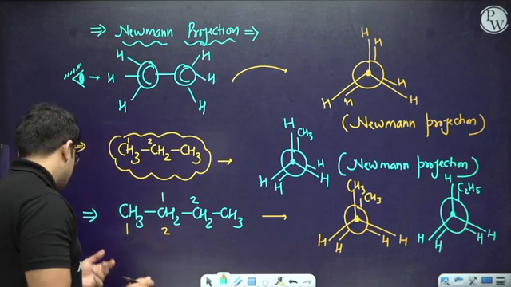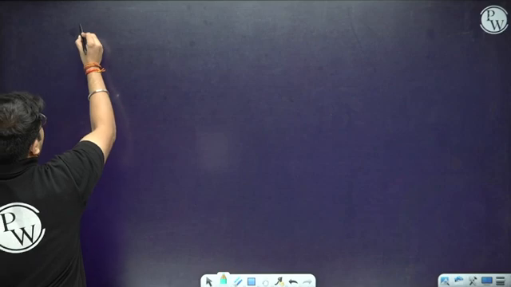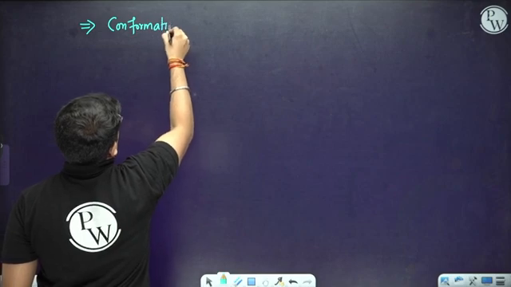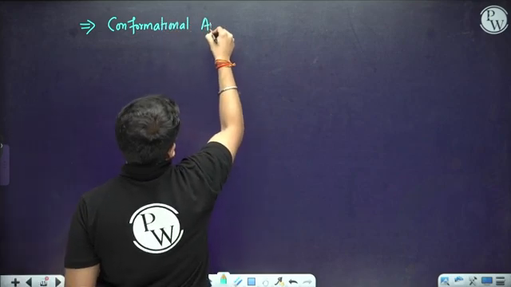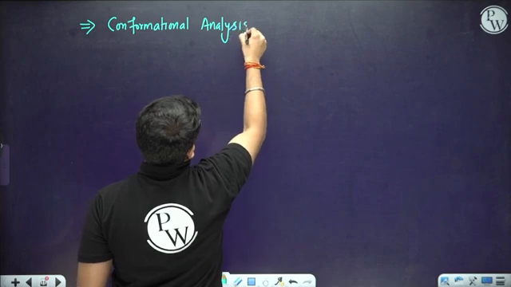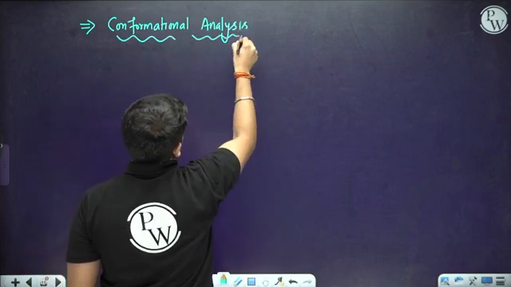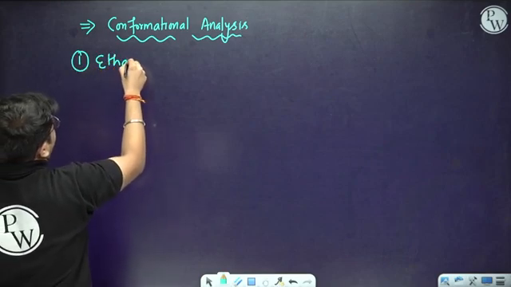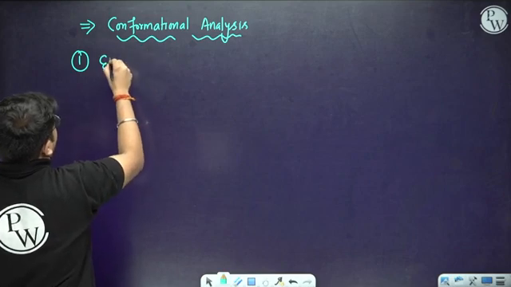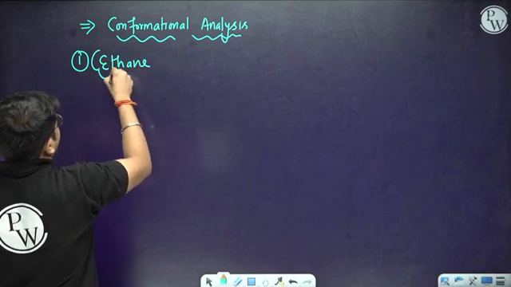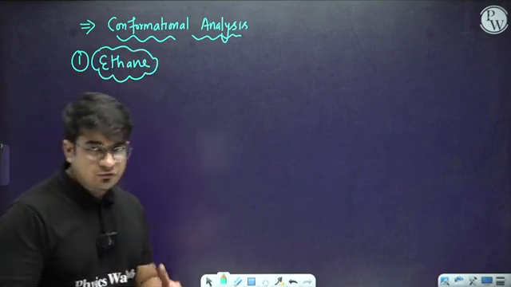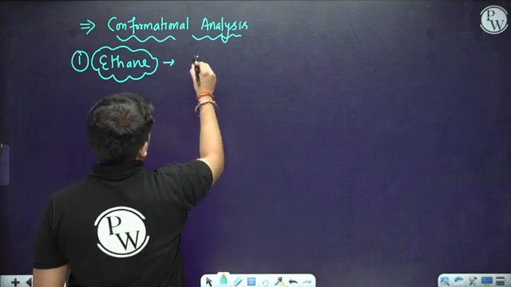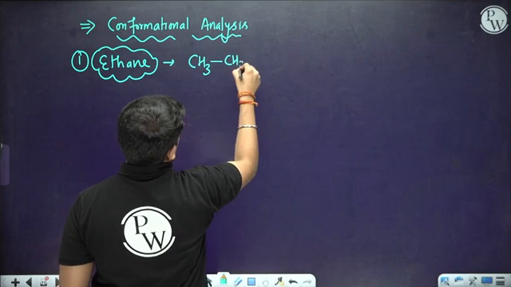Okay, now it's time to discuss a very specific thing which is known as conformational analysis. I'm starting with the first molecule, which is ethane, because we need free rotation. So I'm going to include that particular part. Ethane means we have CH3 and CH3.